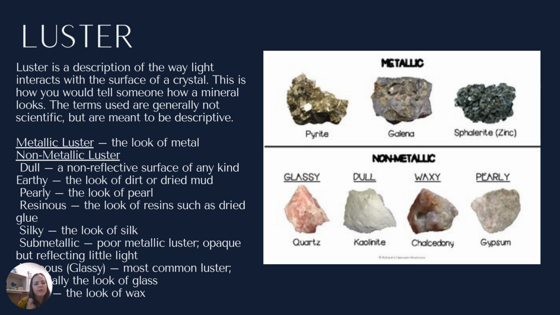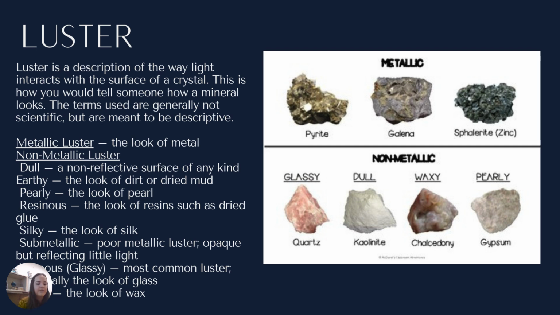So there are some definitions there. If it's dull, it doesn't really have a reflective surface. If it's earthy, it looks like dirt or dried mud. So read through those different definitions, but mostly they're intuitive, right? If it's waxy, it looks like wax. If it's glassy, it reflects light like glass. So keep some of those things in mind.